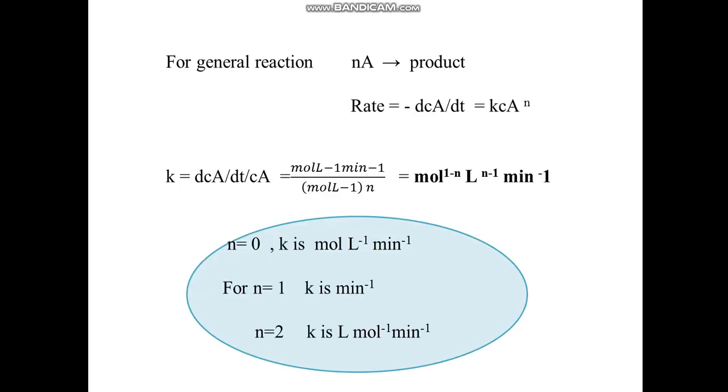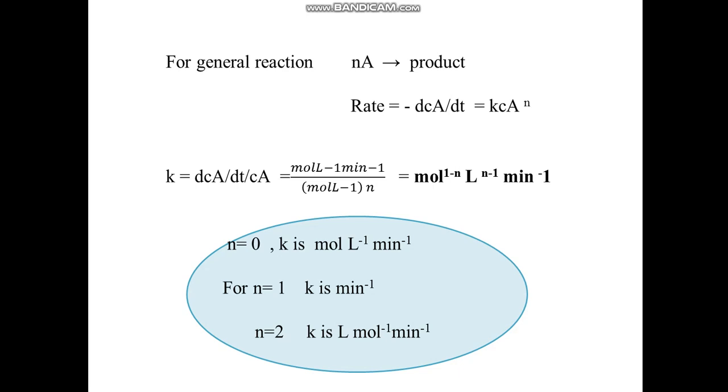This general formula can be derived by a simple equation as given here in the slide. A giving products, rate is equal to minus dCA by dt, that is equal to K into Ca raised to n. Therefore K is equal to minus dCA by dt divided by Ca raised to n. The concentration unit is mole liter raised to minus 1, by dt, that is minute inverse, then divided by Ca, that is mole liter inverse, the whole raised to n. On simplifying, we get the final expression, that is mole raised to 1 minus n, liter raised to n minus 1, minute raised to minus 1.